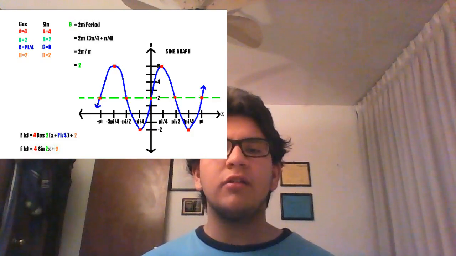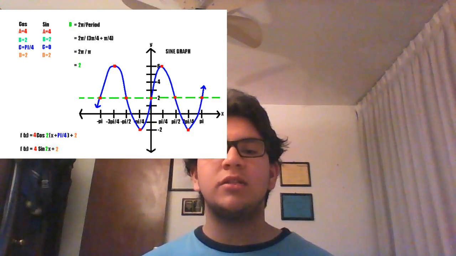Then the angular frequency is a scalar measure of rotation rate, it gives you the frequency with the phase changes. And then we have the phase shift, which is the units the graph is shifted horizontally. It can be to the left or to the right.